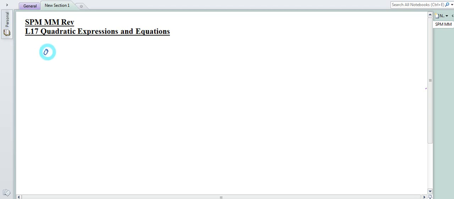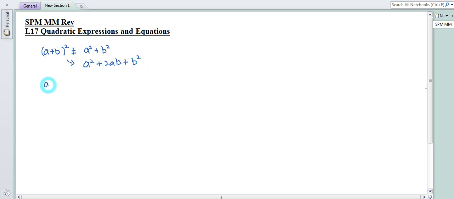If you have (a + b) squared, be careful here. This is not equal to a squared plus b squared, but this is actually equal to a squared plus 2ab plus b squared. Why? Let me show you.